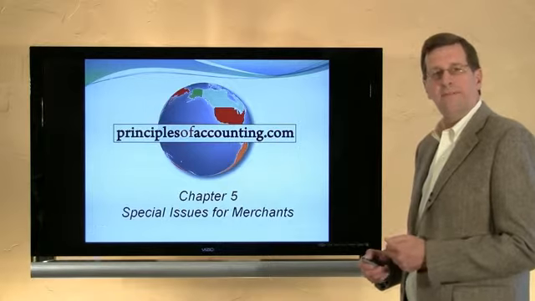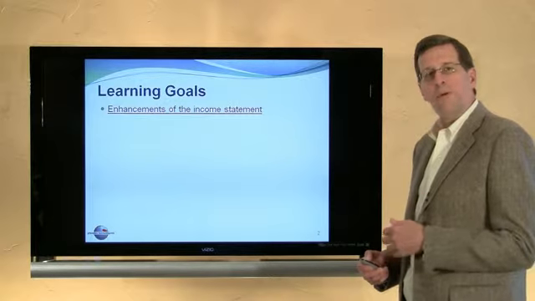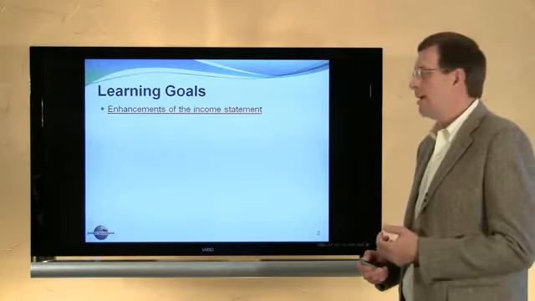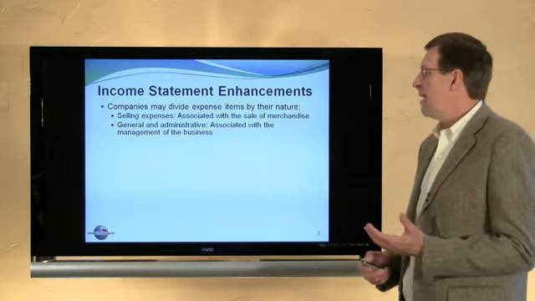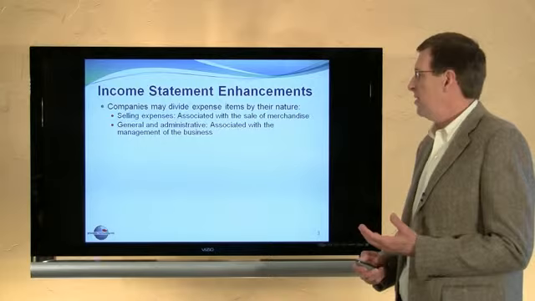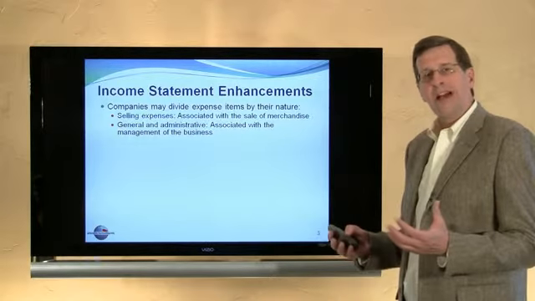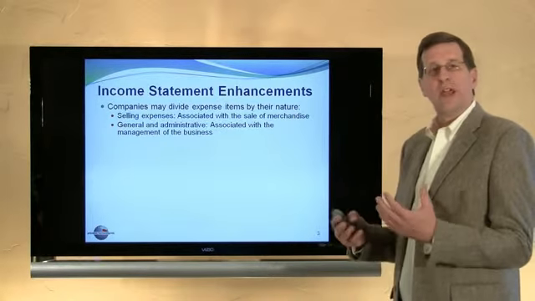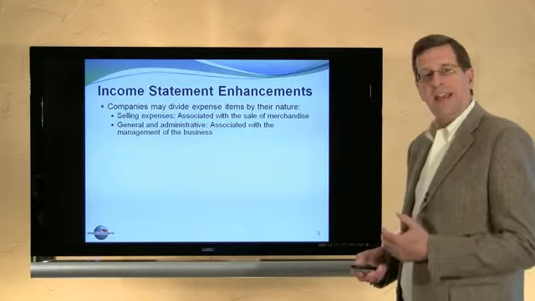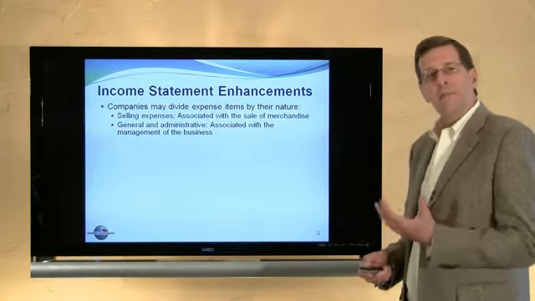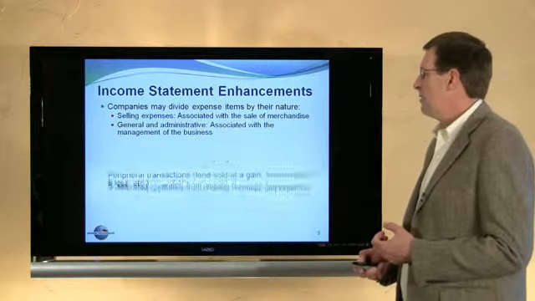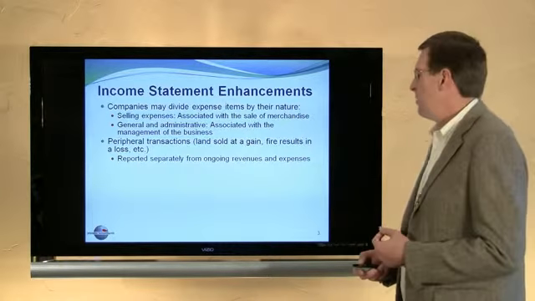Principlesofaccounting.com, Chapter 5. In this particular module, we will now look at enhancements to the income statement for a merchandising business. First of all, consider that companies may divide their expense items according to their nature. Rather than just having operating expenses that consist of rent and salaries, they may further divide into categories of selling expenses, general administrative costs, providing far more detail about the character of the expenses that are being incurred.